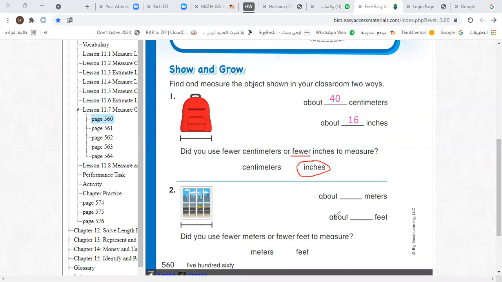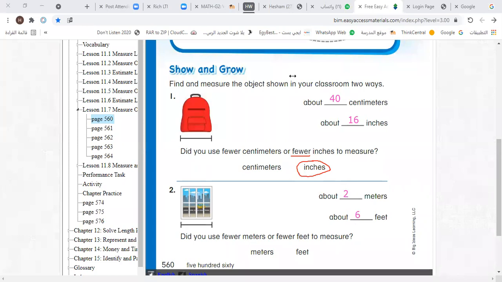If you measure it by your yardstick or anything, if we write here 2 meters, 2 meters is about 6 feet. Now, who can answer the question? Did you use fewer meters or fewer feet to measure? Fewer meters or fewer feet?